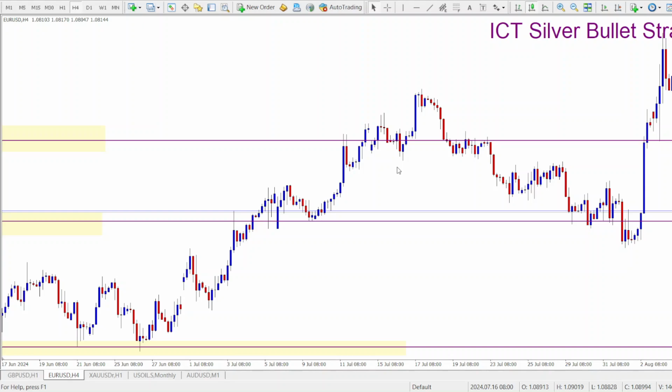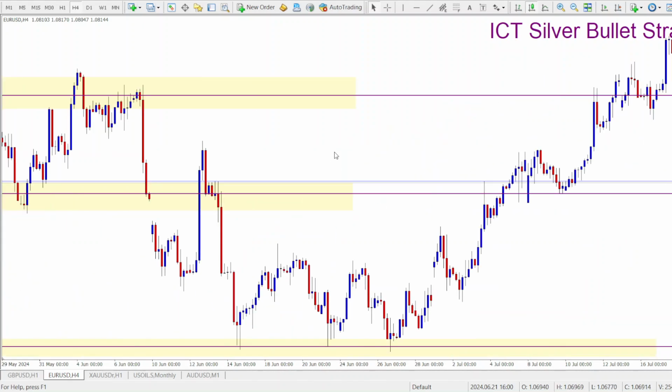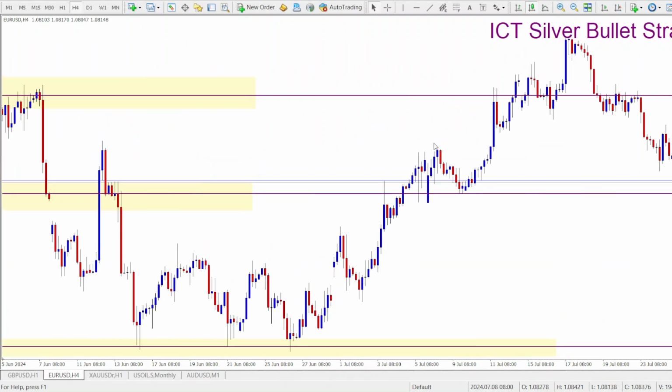The ICT Silver Bullet Strategy is quite easy to use. It's just about identifying important levels and then trading based on those levels. You can use this approach to identify and trade high probability zones based on what the market is telling you, not based on guessing. This is not a guessing game, right?